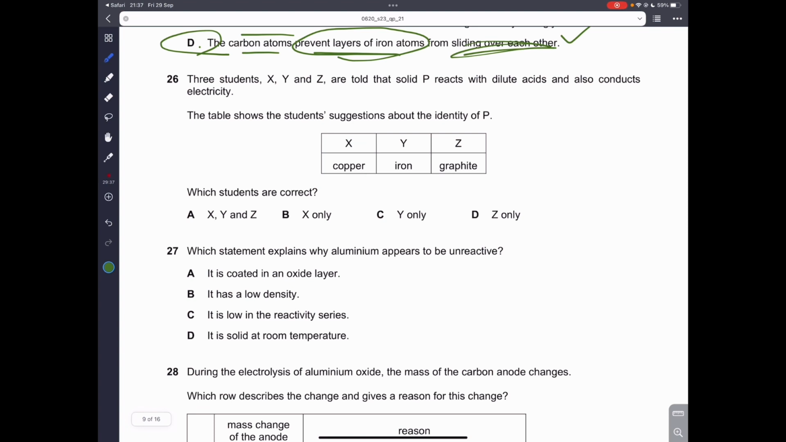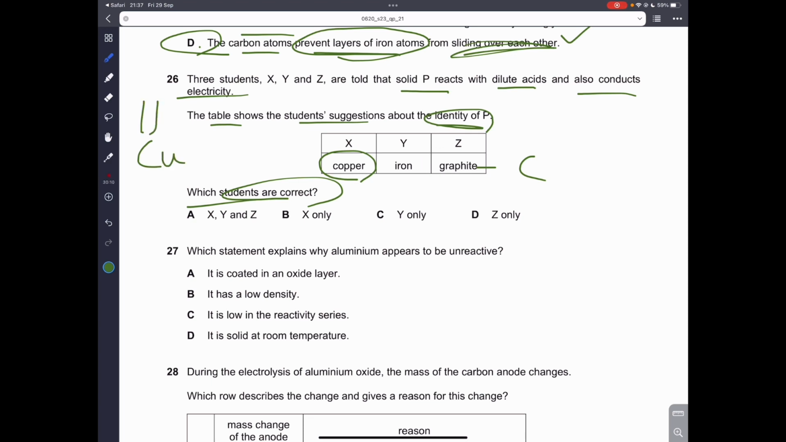Question 26. 3 students X, Y, and Z are told that solid P reacts with dilute acids and also conducts electricity. So this is most likely going to be a metal because it reacts with acids and also conducts electricity. The table shows the students' suggestions about the identity of P. Which students are correct? Now remember, graphite is carbon, and carbon does not react with acid that much. Copper is below hydrogen in the reactivity series, so copper cannot displace the hydrogen in the acid. So we have to cross it out.